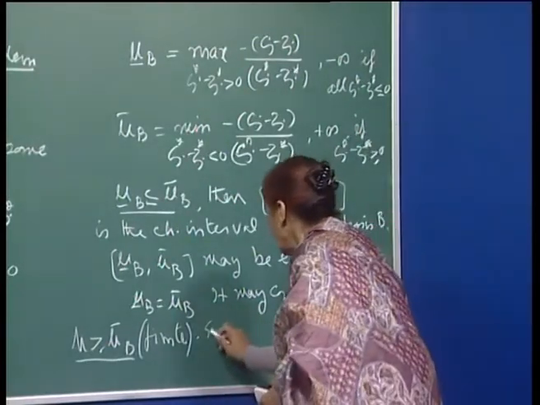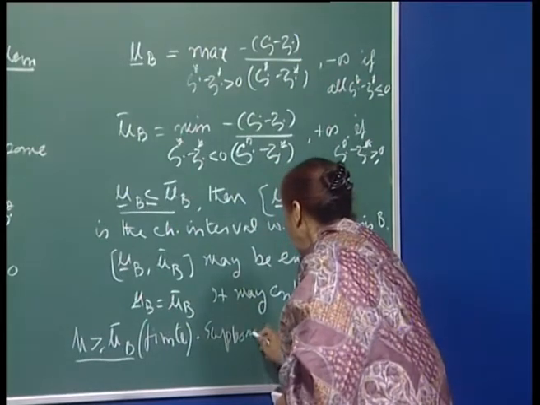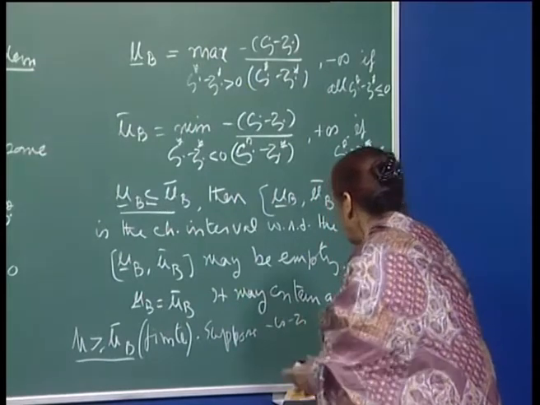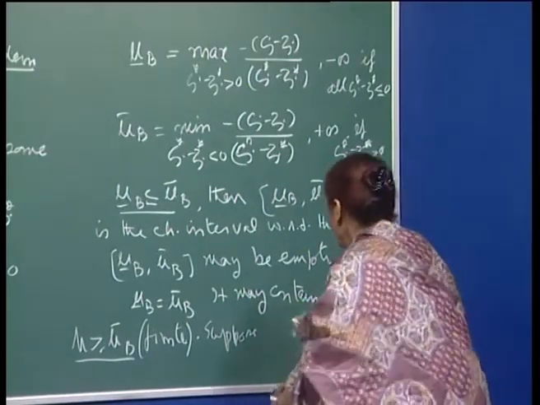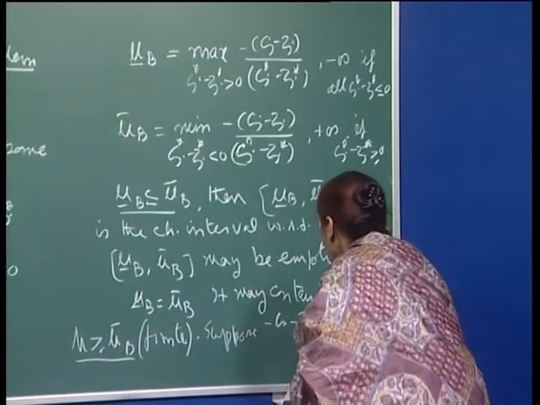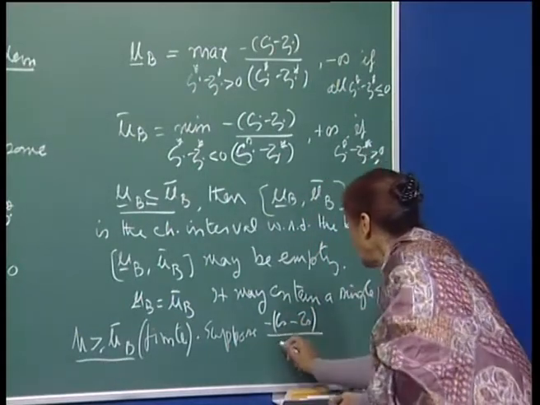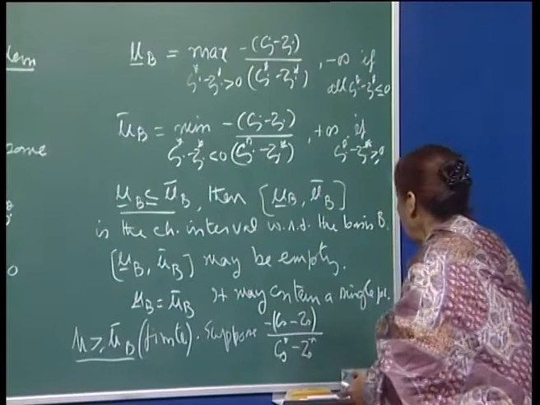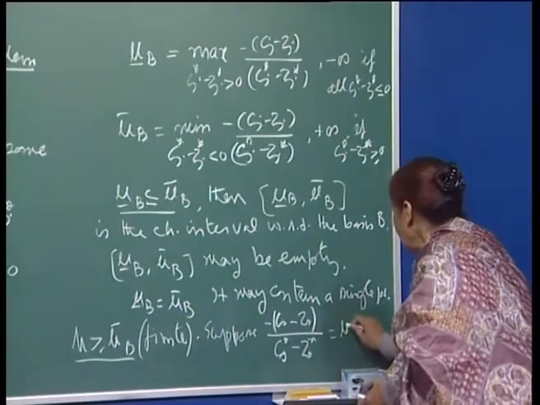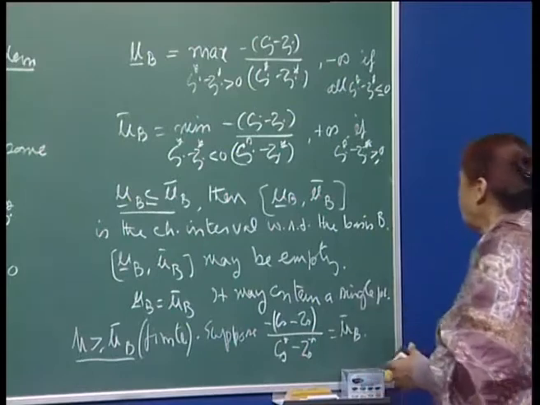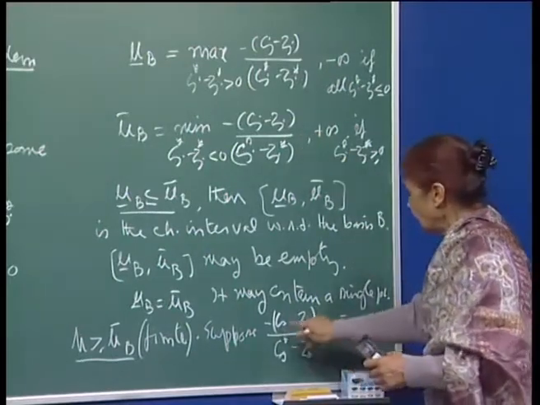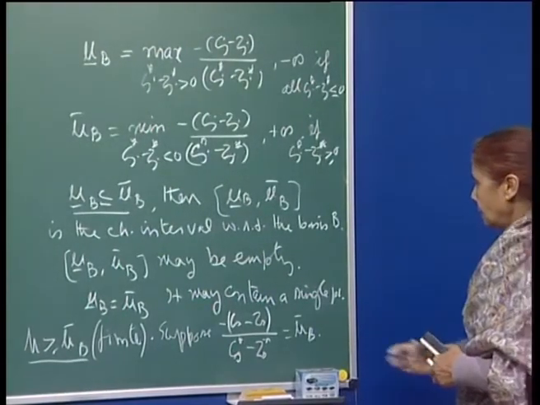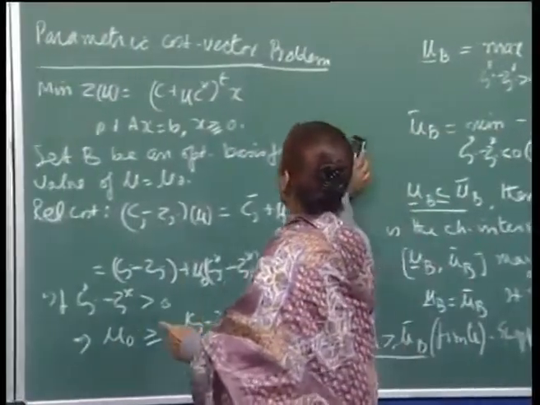So suppose (Cs minus Zs) divided by (Cs star minus Zs star) is equal to mu upper bar b. That means this minima occurs for the index s, for the variable s, right. Okay. So what are the things possible? I'll have to come back here.